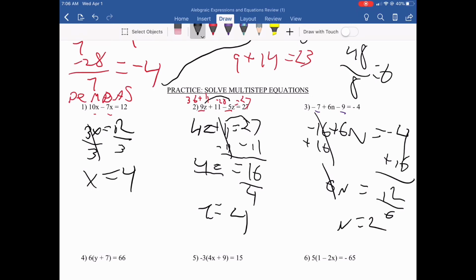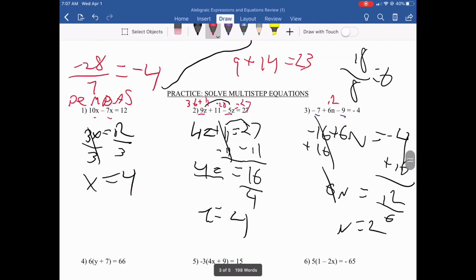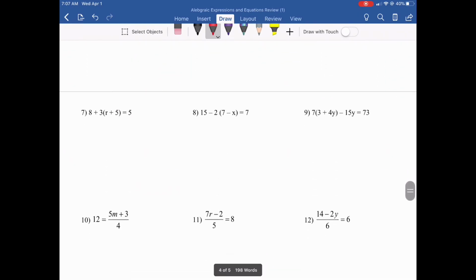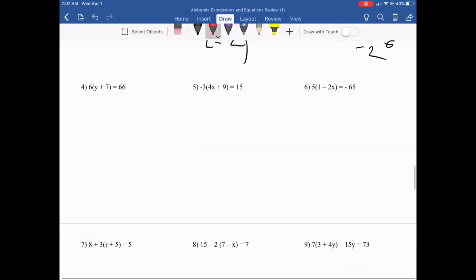So it'll be negative 7 plus 12. Negative 7 plus 12 is 5. Take away 9, negative 4. It adds up. All right, let's go to the next one.